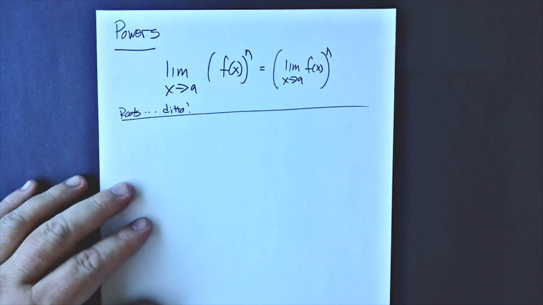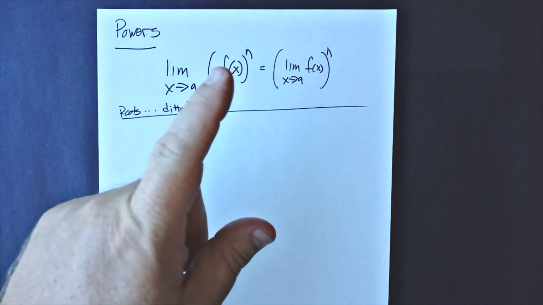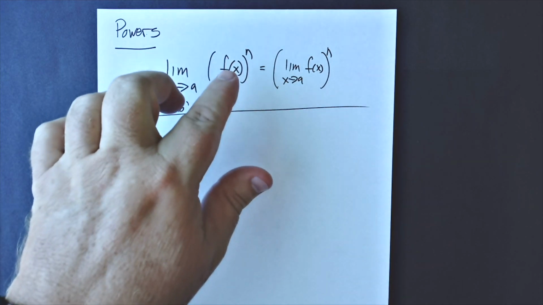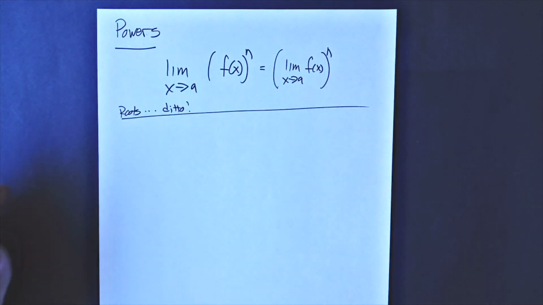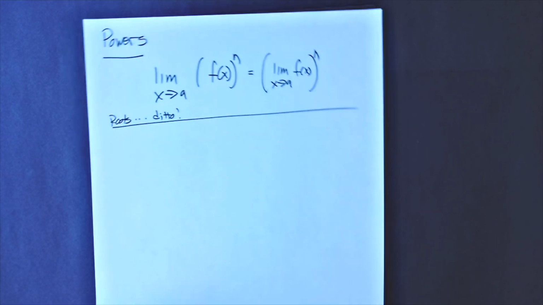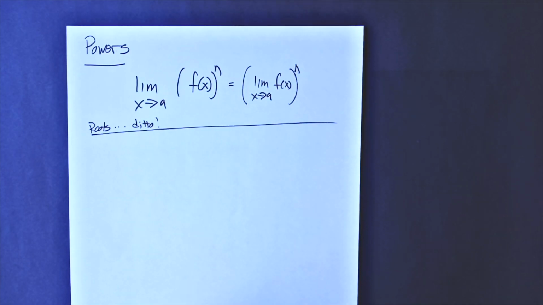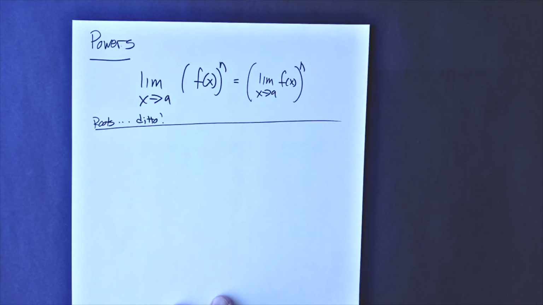And then powers and roots. If I have a function to a power and I want to find the limit, I can find the limit of the function, then raise the answer to the power. Same thing with the root. If it's to a root, I can just take the answer and put it to the same root. So very straightforward, nothing strange going on there. And we'll have a whole bunch of examples of this.